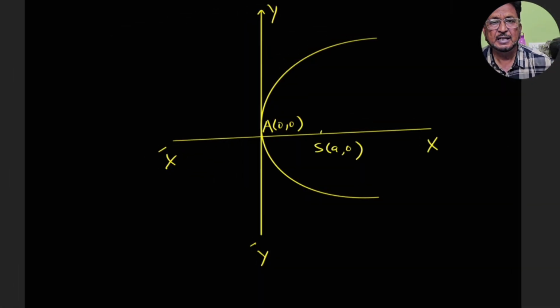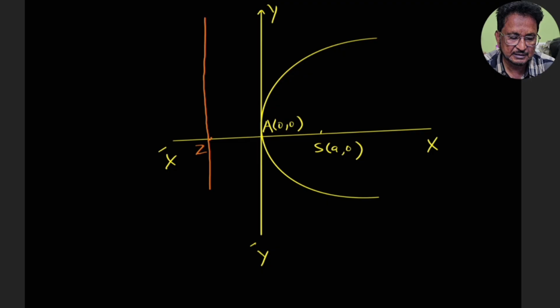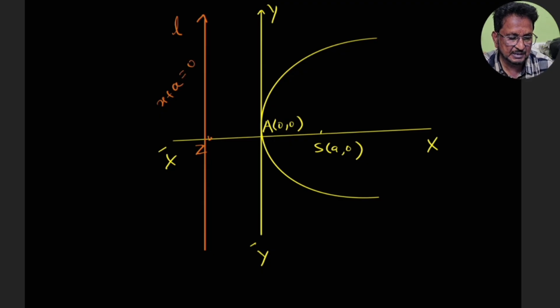Let S (a, 0) be the focus of the parabola and draw a directrix L parallel to the y-axis such that it intersects the x-axis at Z. See, Z is the projection of S on the directrix L of the parabola. x plus a is equal to 0 is the directrix.